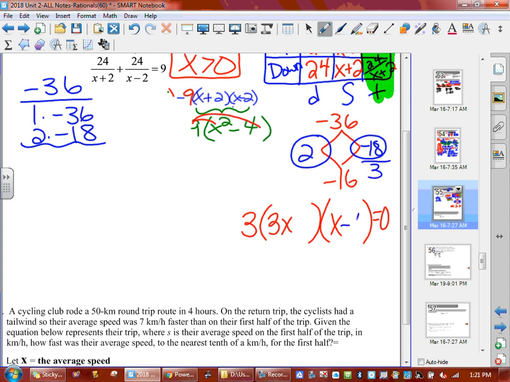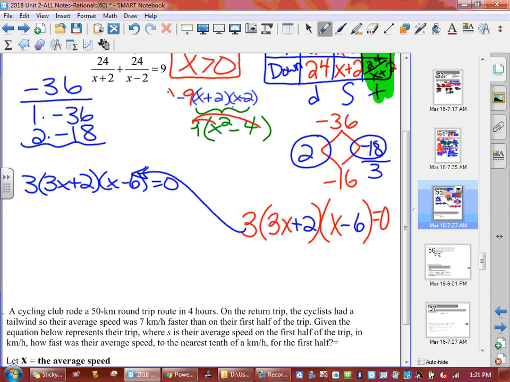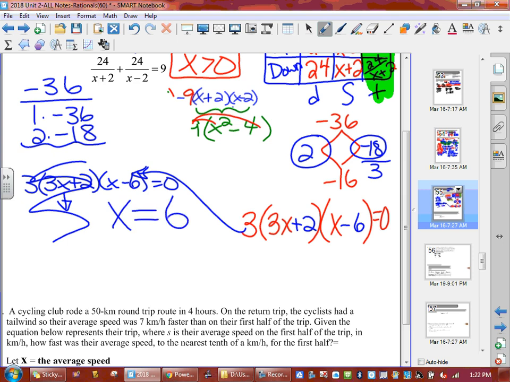So we're going to get a negative 6 plus 2. So now we have 3x plus 2, x minus 6 equals 0. With this one, we're going to get a negative answer coming out. Can I have a negative answer? No, so I'm not going to worry about that bracket. I'm going to worry about the bracket with a positive answer coming out. So a negative is going to come out as a positive. So that's going to be x equals 6.